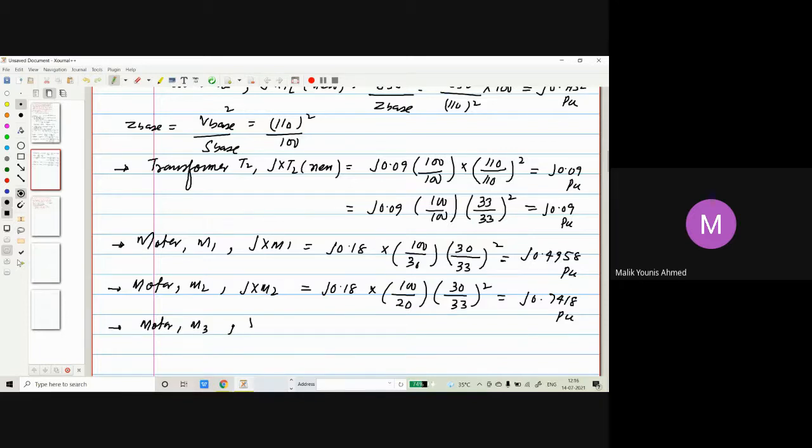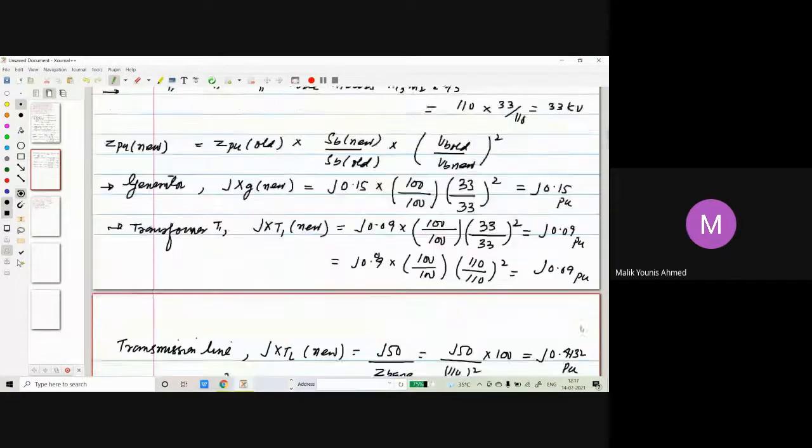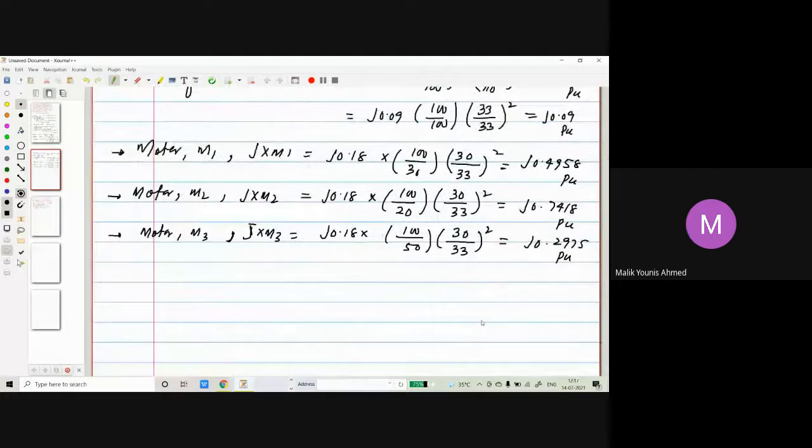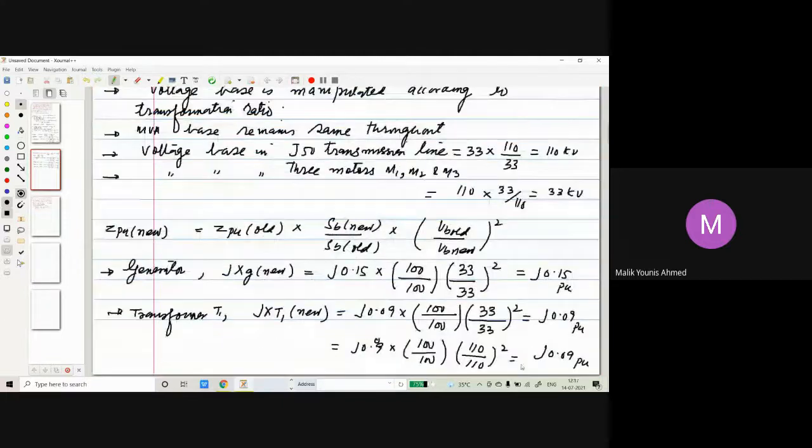Last, for motor 3, that is JXM3. Again, J 0.18 is the old reactance, 100 is going to remain the same, but this time S base old is 50 in the case of the third motor. V base old is 30 in all the cases, and the base value is the same for all three motors. So this will come out to be J 0.2975 per unit. This is all we have to calculate. We have calculated this on the new base values, 100 MVA and 33 kV, which were the generator side base values.